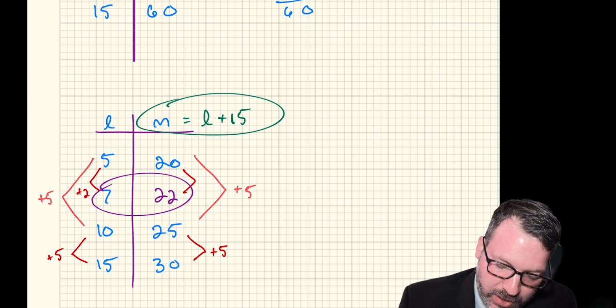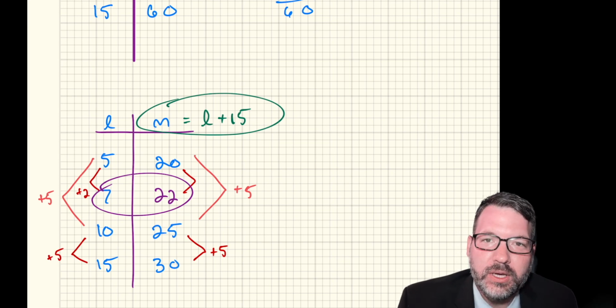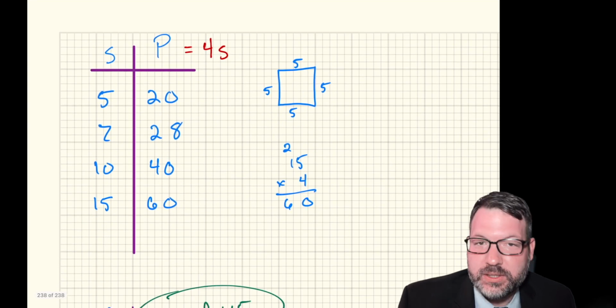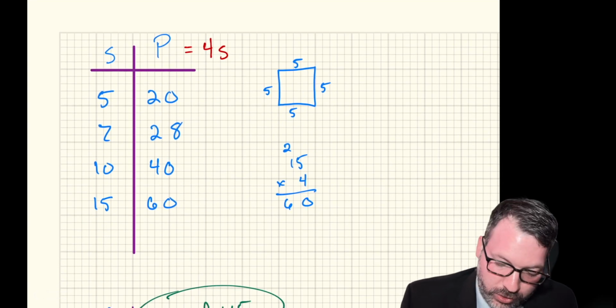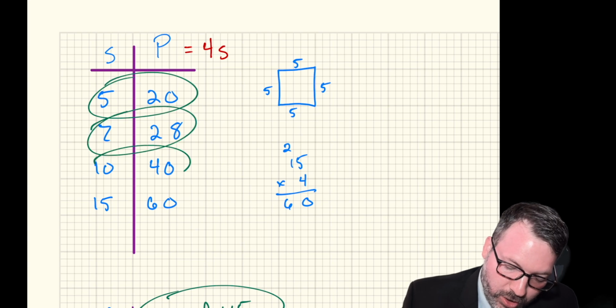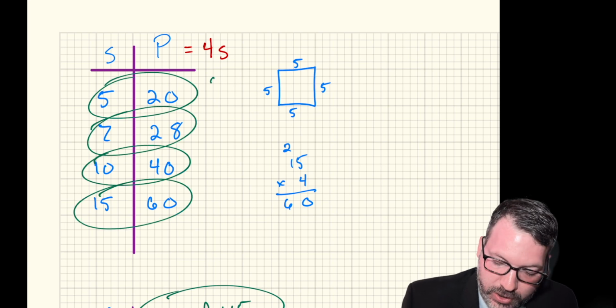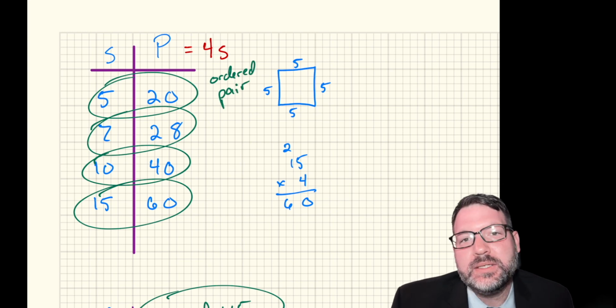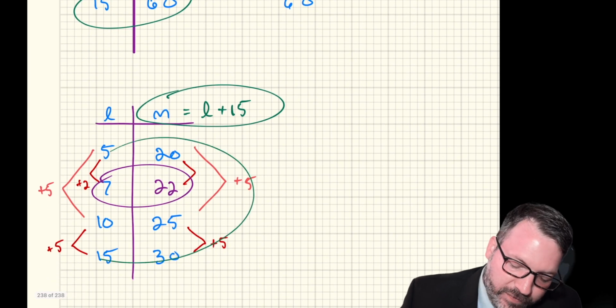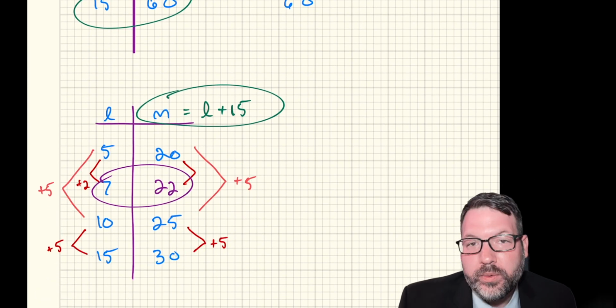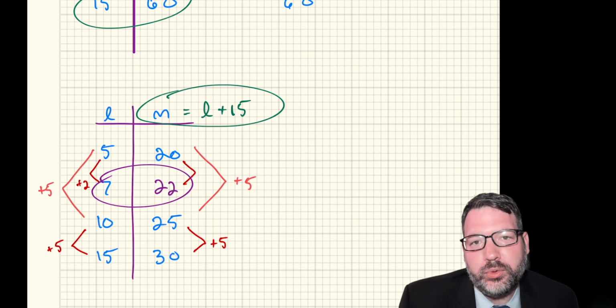So sometimes when we analyze these functions, we know what the rule is, like the situation with the square and its perimeter, and we can use that rule to generate a bunch of what we call ordered pairs. So each one of these, we will see in a moment, is an ordered pair. Other times, we will be given the values in the table, and we will be expected to come up with the rule. And once we have the rule, we can use it to generate lots more ordered pairs.